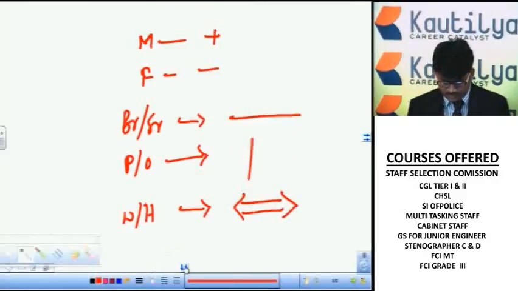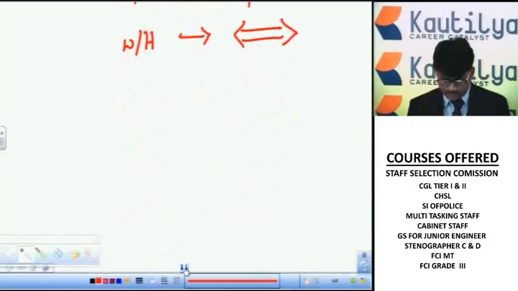For example, the representation of A and B should be done this way.